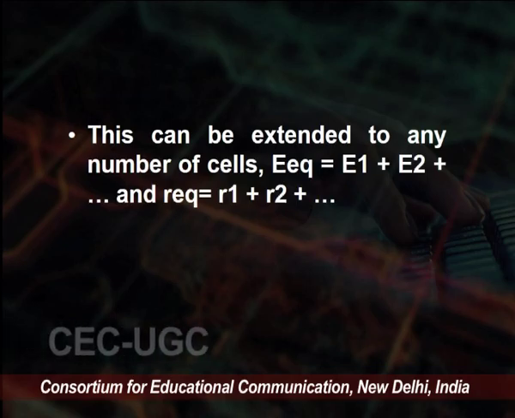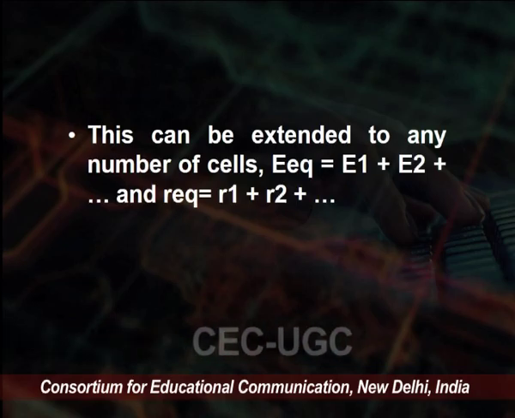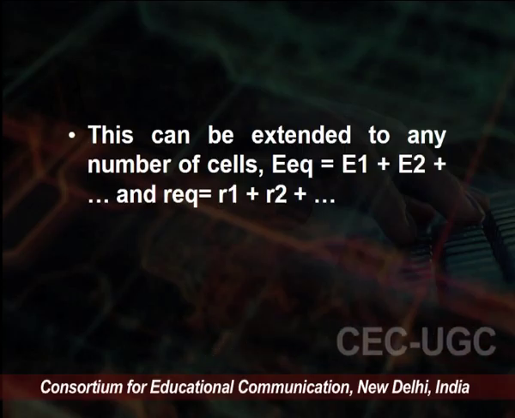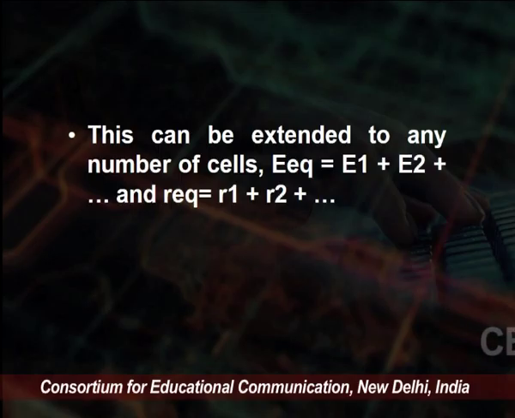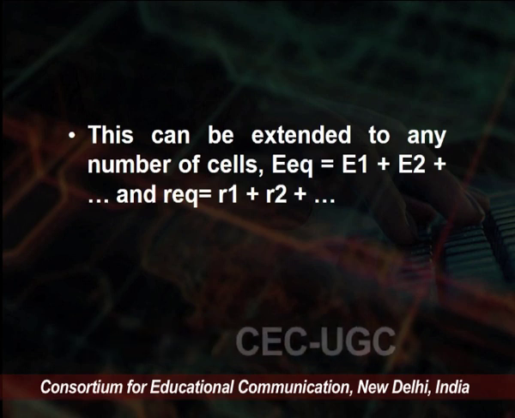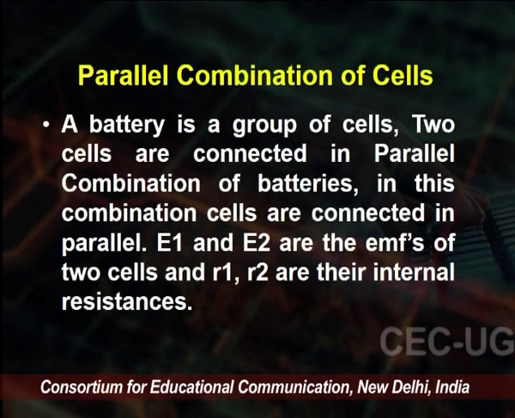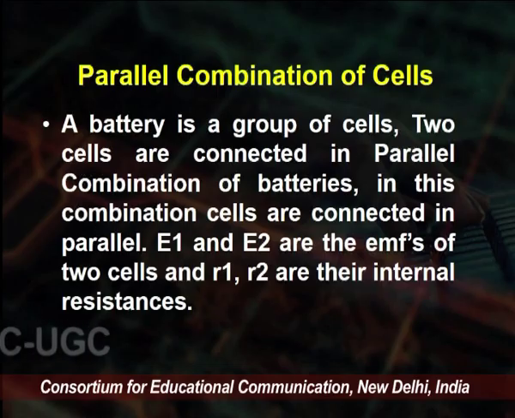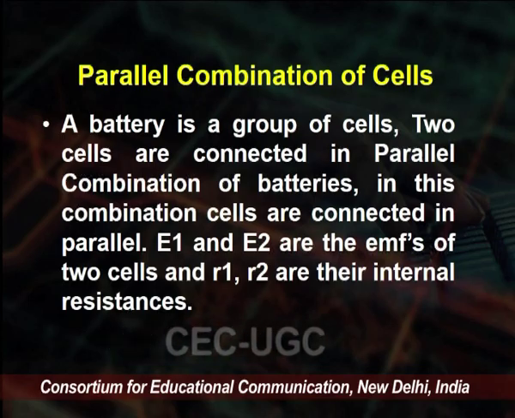So, this can be extended if we just increase the number of cells in the series. That will be E equivalent is equal to E1 plus E2 and so on. Respectively, R_eq will be R1 plus R2 and so on. So, a number of cells can be connected in the series, and accordingly the EMF will be changed.